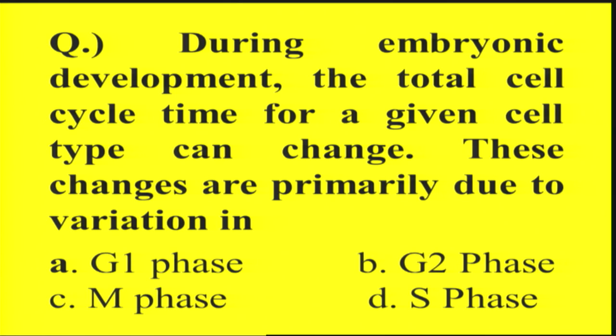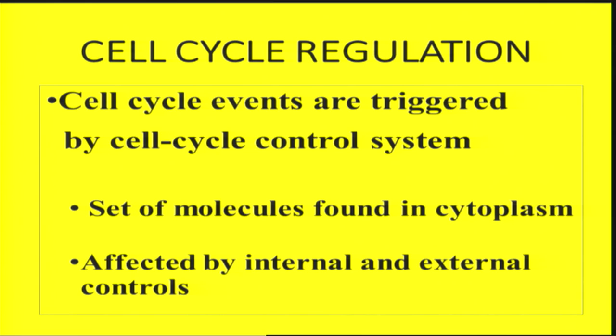Mostly we see that it is the G1 phase during which most of the preparations of the cell cycle are going on. It is different in different cases, and most of the variations would be confined to the G1 phase.